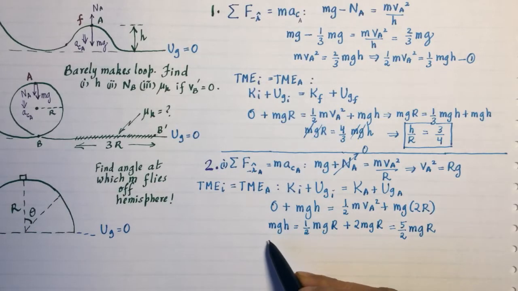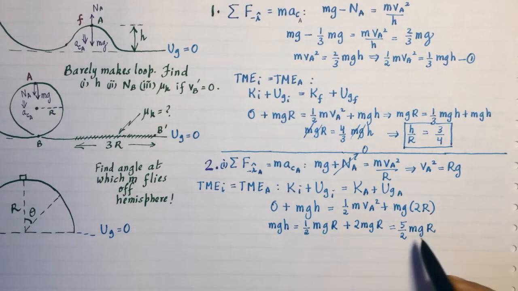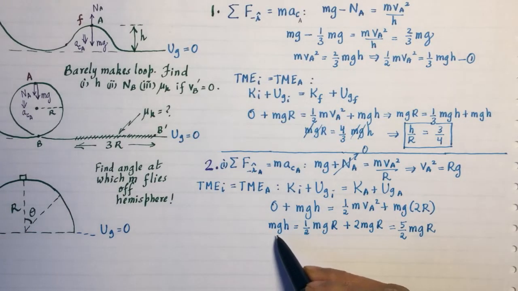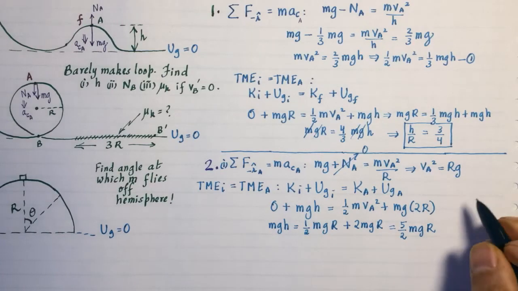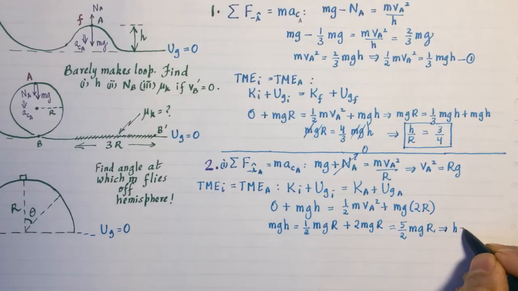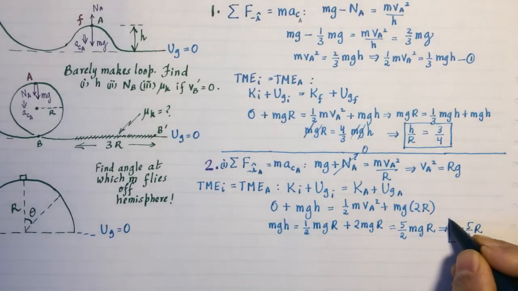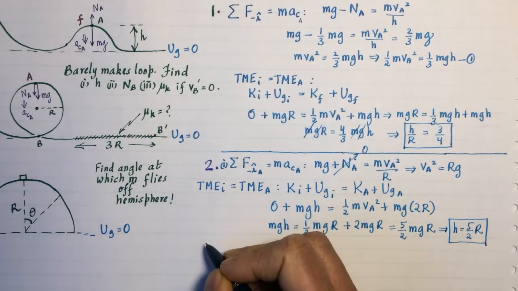If you look at the leftmost side and the rightmost side, you realize that mass can be cancelled, mass independent, gravity independent, so this works on any planet. And so I get H equals 5/2 R. Let's go on to the second part.